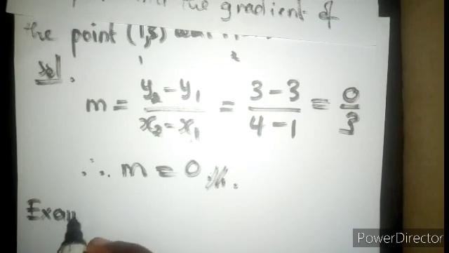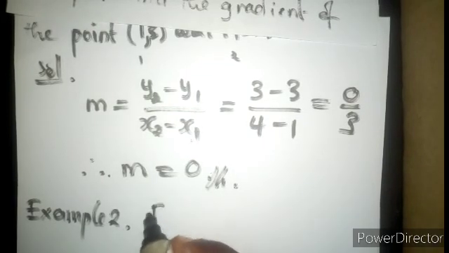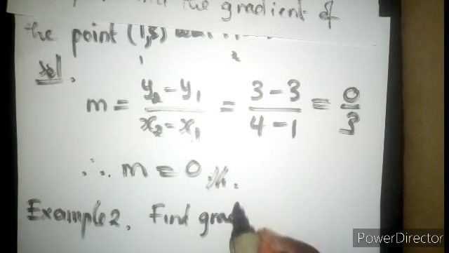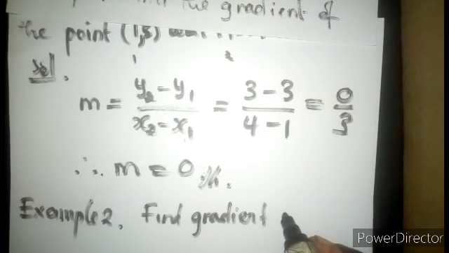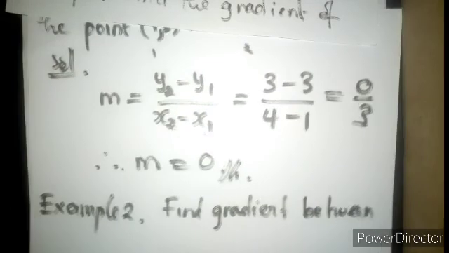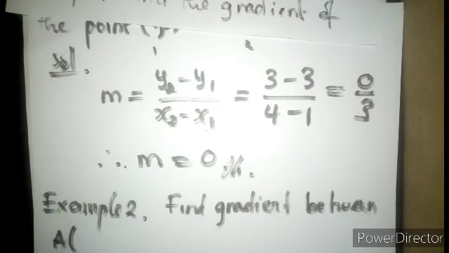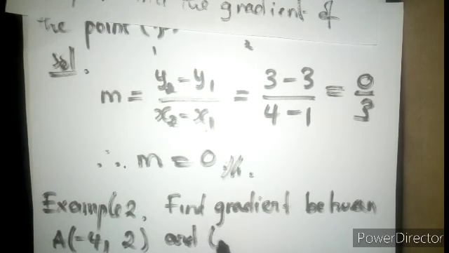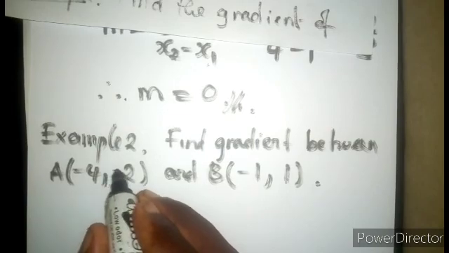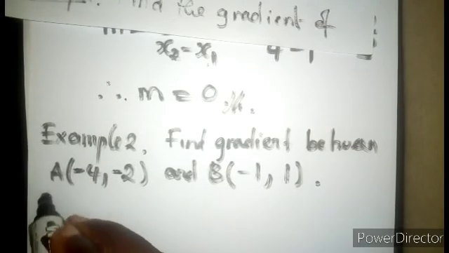Example 2. Find the gradient between the points, we're given A is (-1, -4) and B is (2, 1)... okay, let's take negative numbers again. So whatever. Solution.